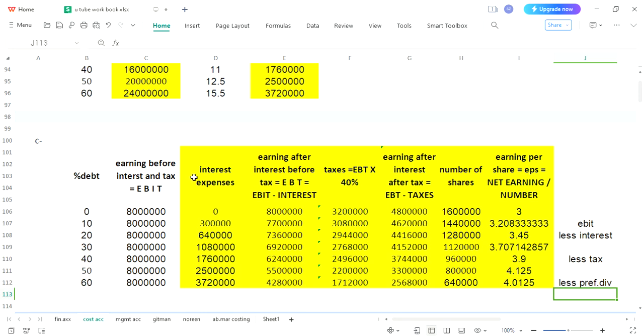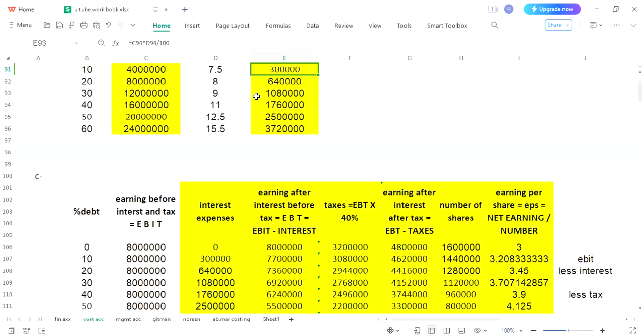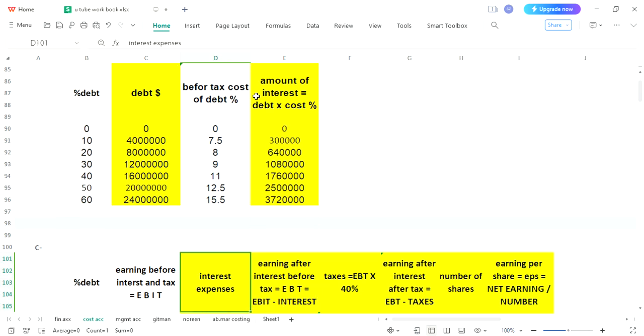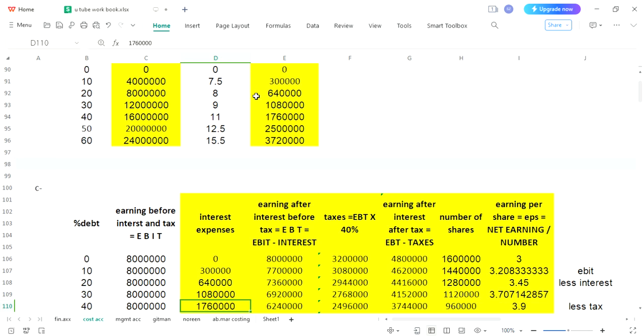Please note it down. EBIT was given in the question. Interest was calculated from the previous part. This was the amount of interest. The same interest was put over here. Amounts you can see: 3 lakh, 3 lakh, 6 lakh 40, 6 lakh 40. And this income was calculated by subtracting this interest from EBIT. Tax was calculated upon this income after interest at 40%, and then we calculated earning after tax by subtracting this tax from the previous income.